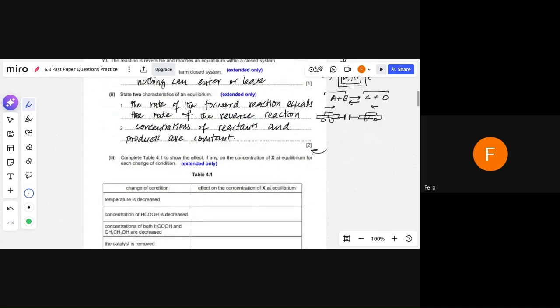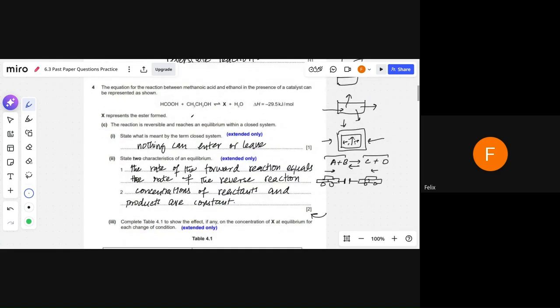Now we move on to the next one. Complete table 4.1 to show the effect, if any, on the concentration of X at equilibrium for each change of condition. So okay, change of condition and effect on the concentration of X at equilibrium. Okay, so temperature is decreased. So what will happen to the concentration of X? Where is X? Okay, so they are referring to this equation, right?